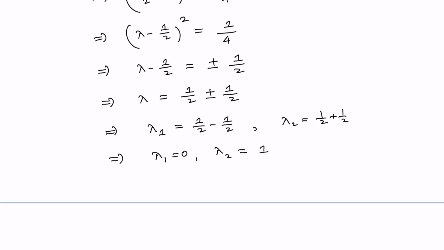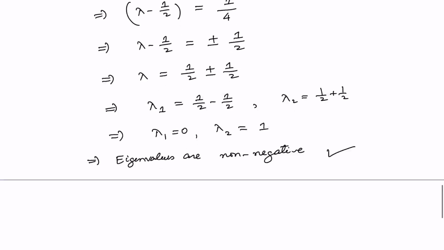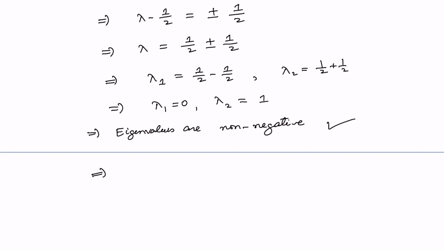As you can see, both the eigenvalues are non-negative. It implies that the eigenvalues are non-negative, so the third property is also satisfied. That means rho is a density matrix. The given matrix rho is a density matrix. So this answers our first part of the question.